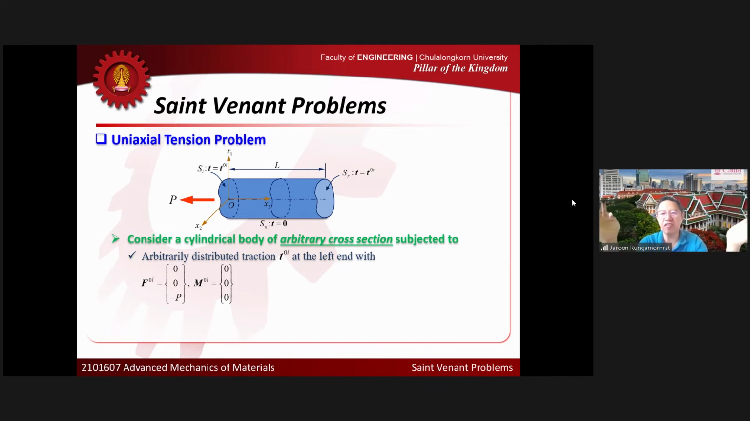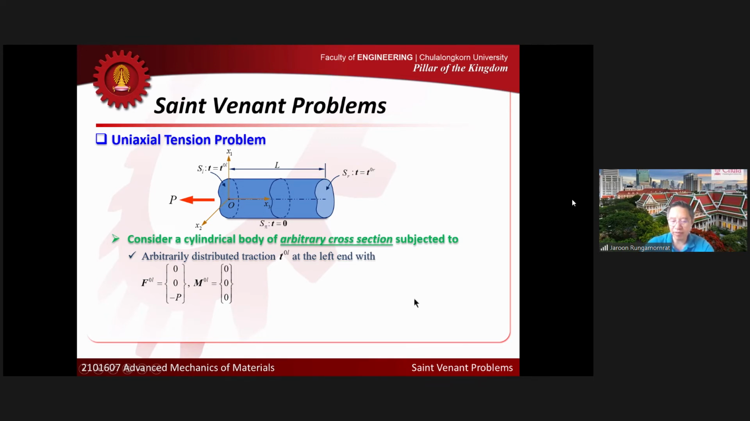Right? Typically, we apply the force in terms of distributed traction. We cannot apply a point force directly to the cross section here. We apply it in terms of distributed traction. This is simply the representation of the net force of that traction.